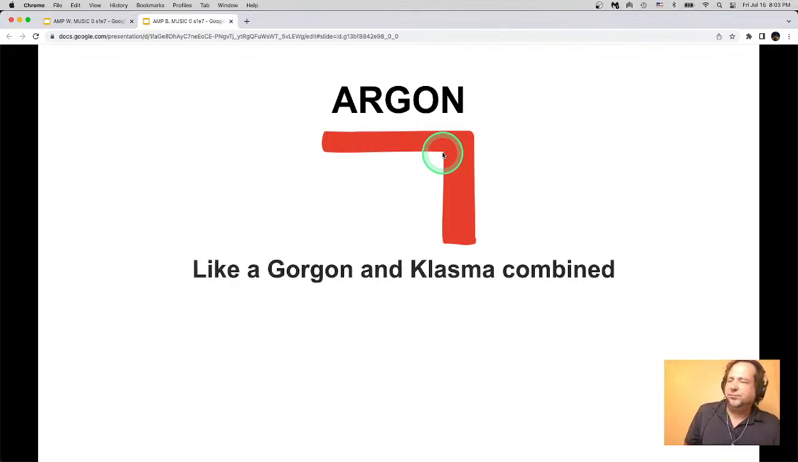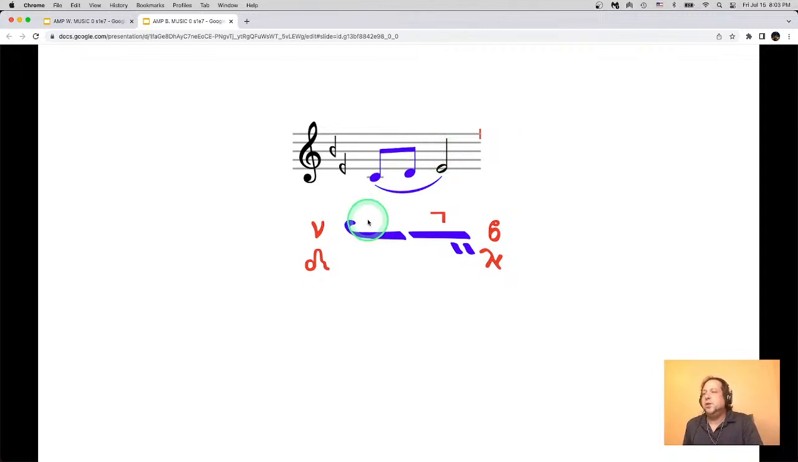The argon. This is a little bit more complicated. It's like a gorgon and klasma combined. This is explained more in depth in the previous week, but what it basically means is this would be ni pa vu, right? But this is like putting a klasma over the kentimata, which are read first, ni pa vu, and then adds a beat on the last note that it's on. And it's almost always on this little figure, the oligon with the kentimata below it. And all it basically means is go da da da.